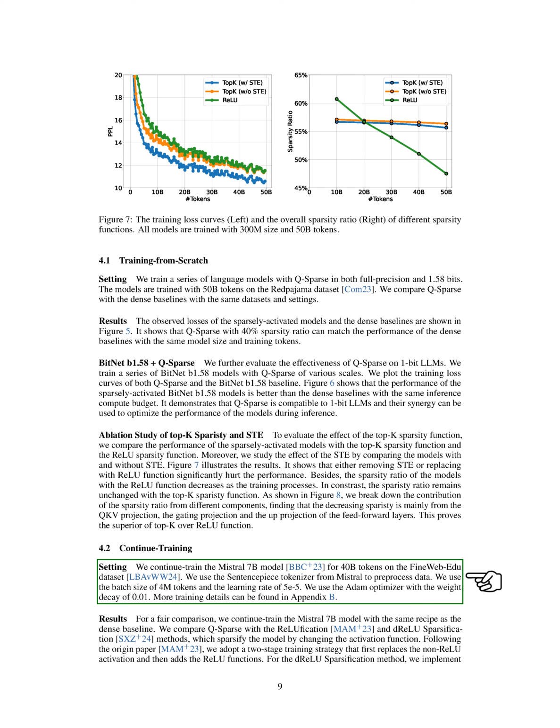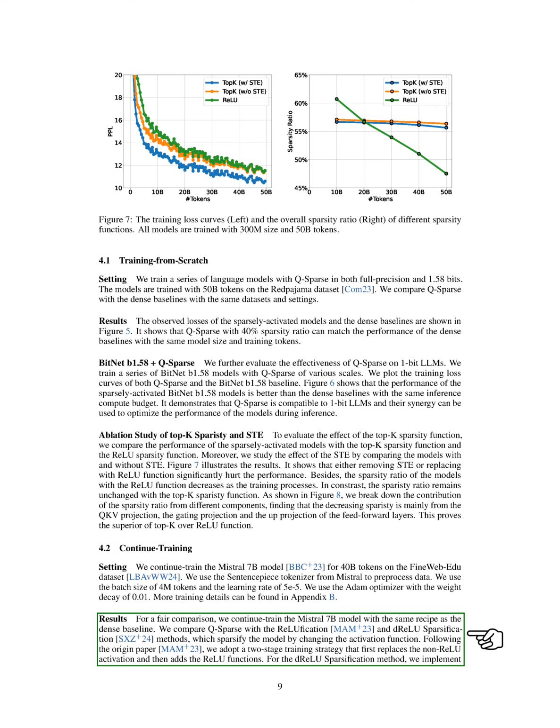For our settings, we continue training the Mistral 7B model on the FineWeb-Edu dataset for 40 billion tokens. We preprocess the data using the SentencePiece tokenizer from Mistral, with a batch size of 4 million tokens and a learning rate of 5 × 10⁻⁵. We utilize the Adam optimizer with a weight decay of 0.01, and further training details can be found in the appendix. In our results, we ensure a fair comparison by continuing to train the Mistral 7B model using the same approach as the dense baseline.